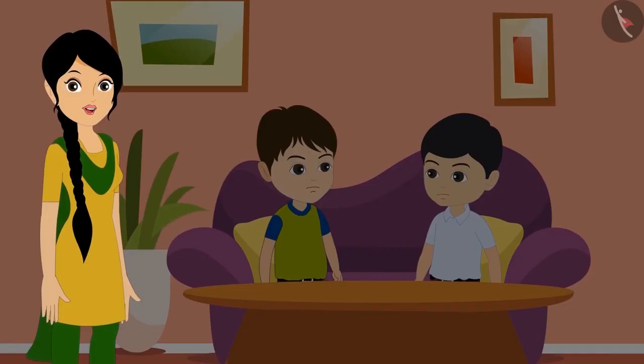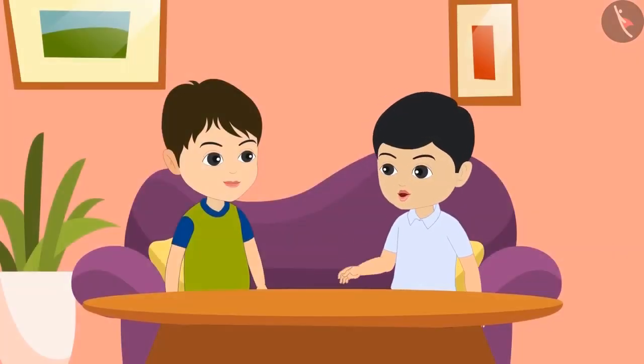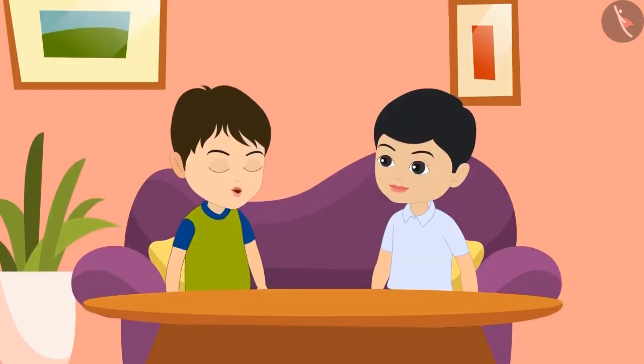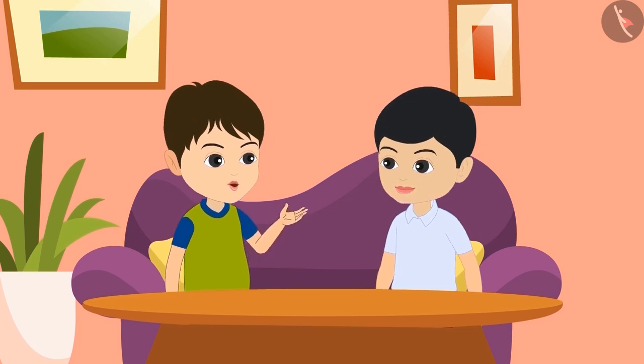Today is Sunday. That means a holiday for school. But why are Golu and Bholu looking so sad? Let's find it out. Uncle has not come yet, Bholu. It is already time for his arrival. Yes, Uncle used to come every Sunday exactly at 9 o'clock to meet us.